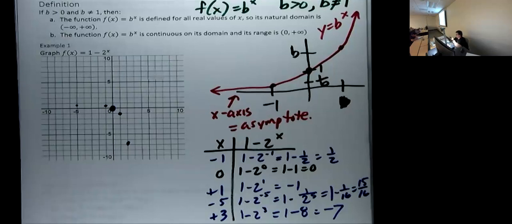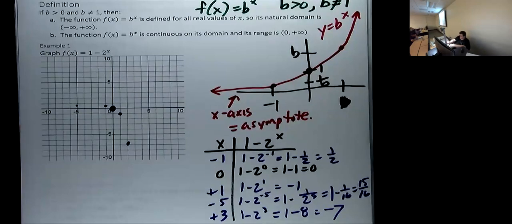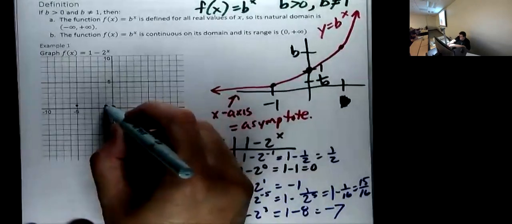Yeah. 2, 4, 8, 16. No, 32 is the 5th power. So it looks like it's doing this.